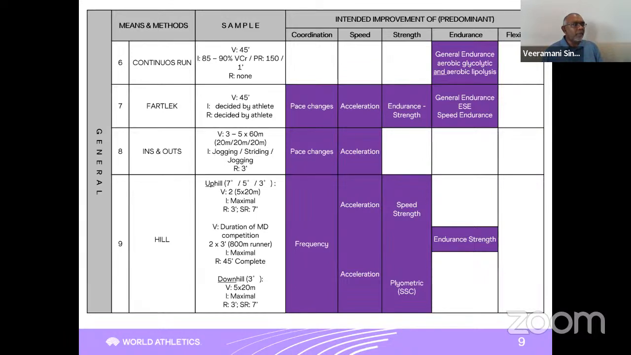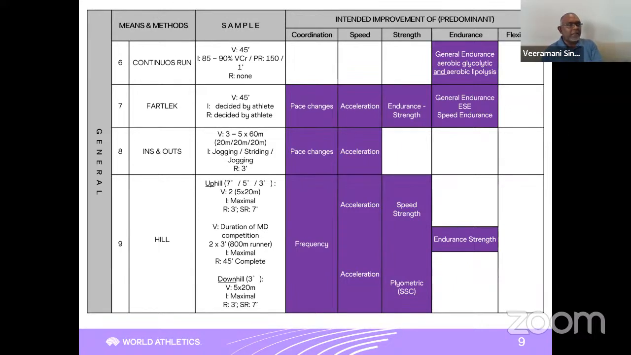Ins and outs are predominantly used for speed base, going in, relaxing, attacking, relaxing. Here you can see the example of 3 to 5 repetitions over 60 meters, but the 60 meters are broken up into 20, 20, 20. So 20 meters of relax, 20 meters of fast, 20 meters of relax. In-out means it's basically acceleration, hold, acceleration, hold. So that's how it works.